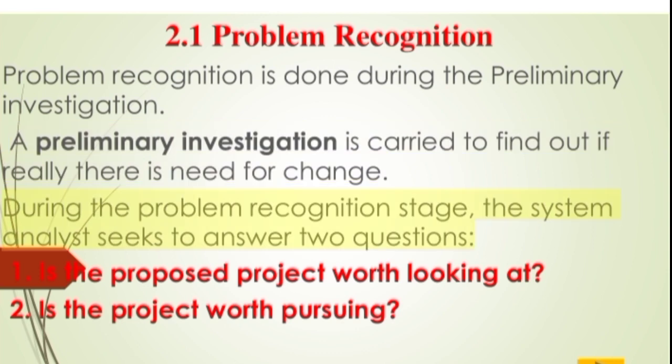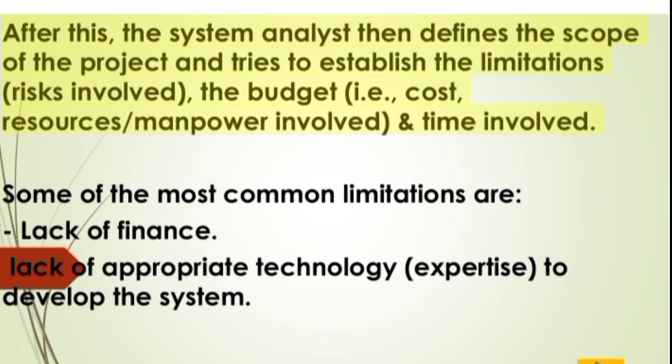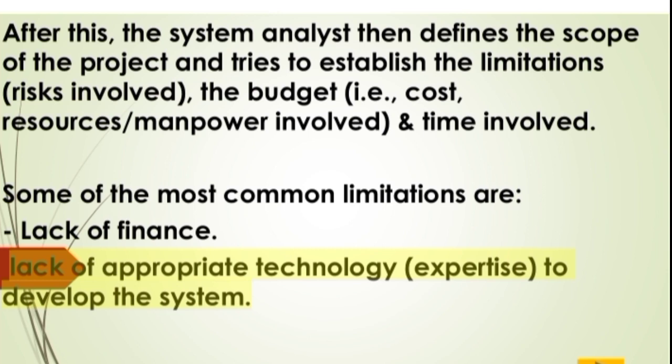During the problem recognition stage, the system analyst seeks to answer two questions. 1. Is the proposed project worth looking at? 2. Is the project worth pursuing? After this, the system analyst then defines the scope of the project and tries to establish the limitations, risks involved, the budget, i.e., cost, resources, manpower involved, and time involved. Some of the most common limitations are lack of finance, lack of appropriate technology, and lack of expertise to develop the system.